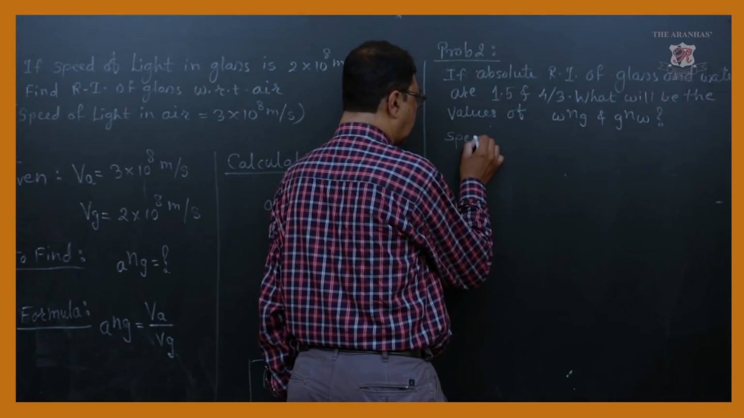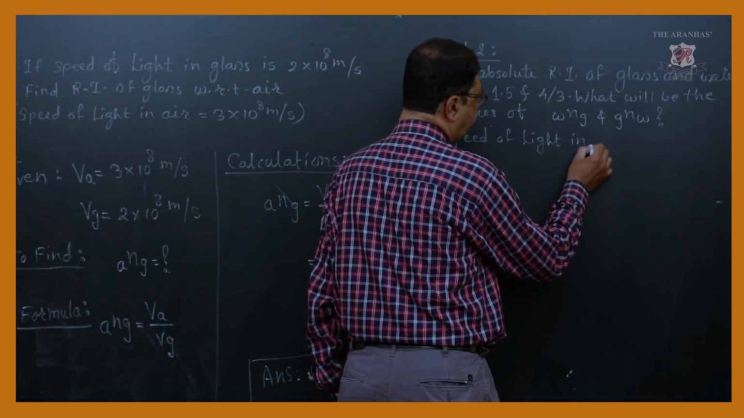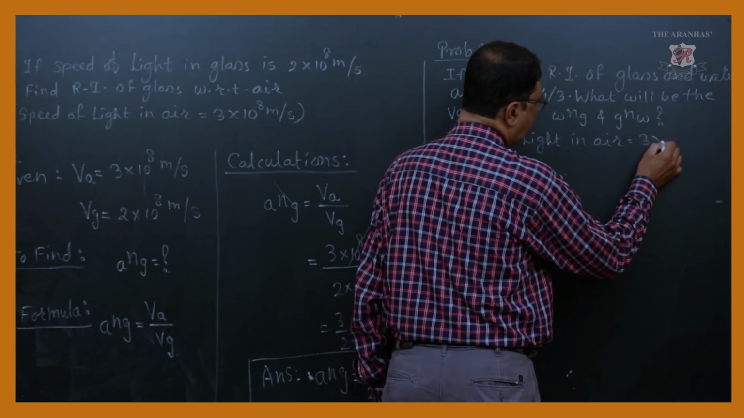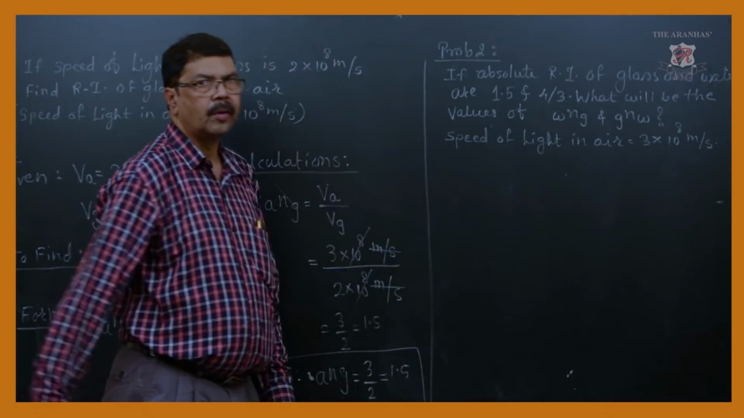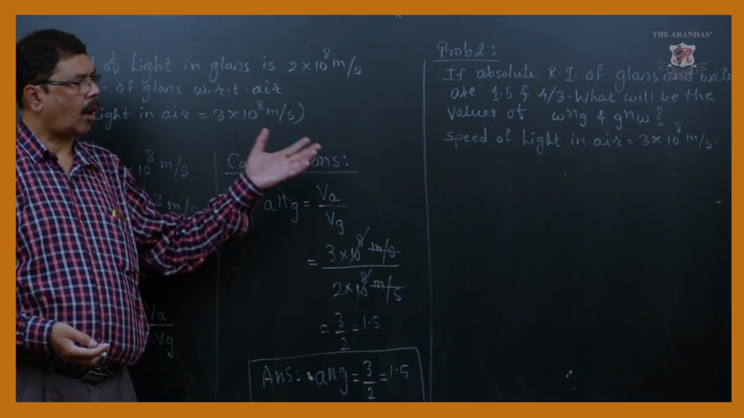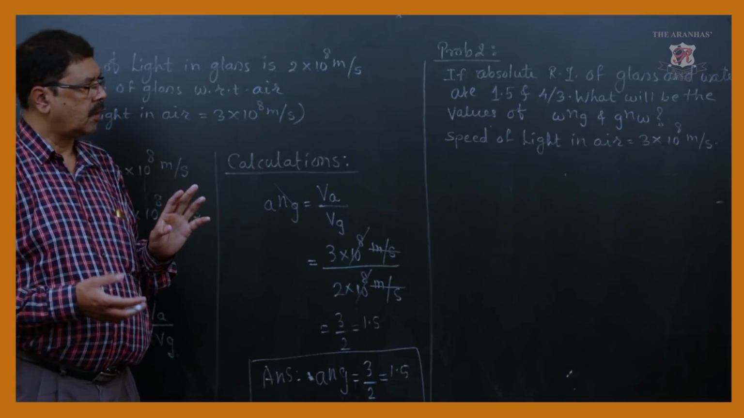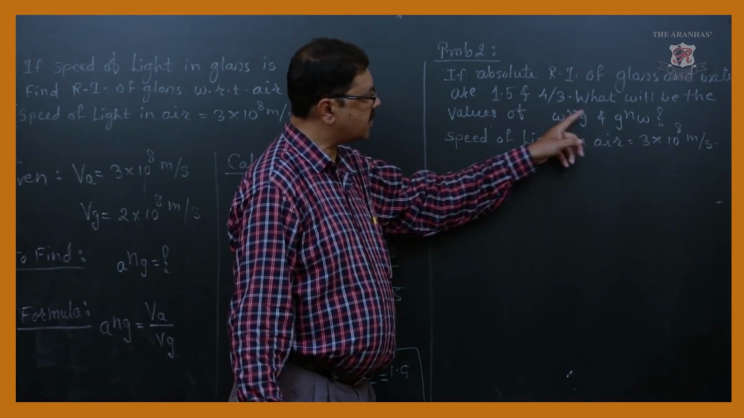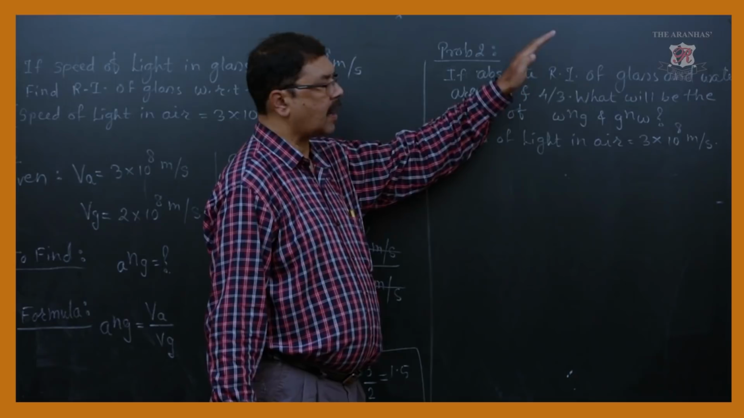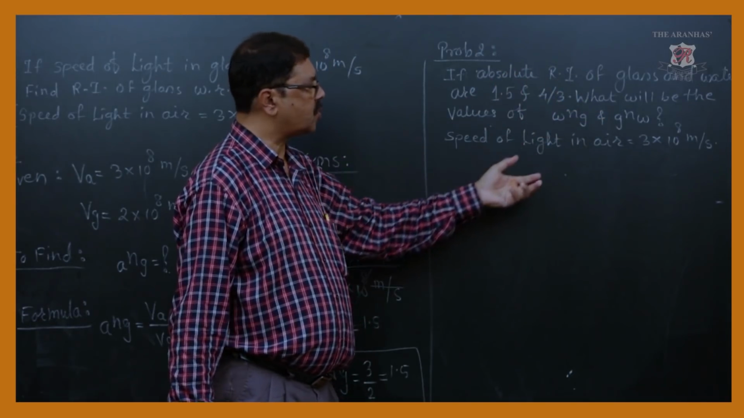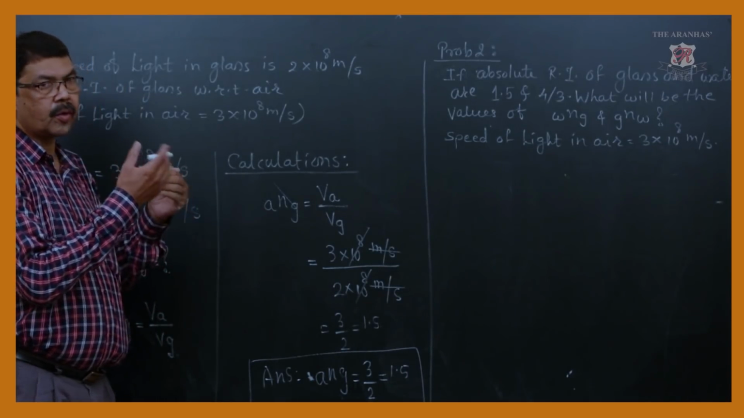Speed of light in air is equal to 3 into 10 raised to 8 meter per second. Now this data is given, but how can you approach it? It can be approached in two different ways. From this data, refractive indices and the speed of light, you generate the speed of light in glass and in water, and then use the formula V1 upon V2. So that is the way we will solve first, then I will give you a shortcut method.